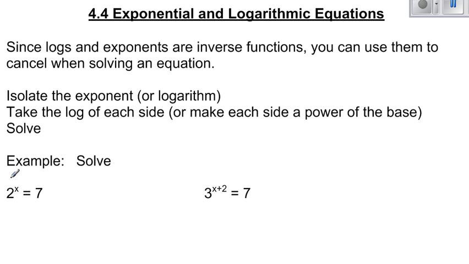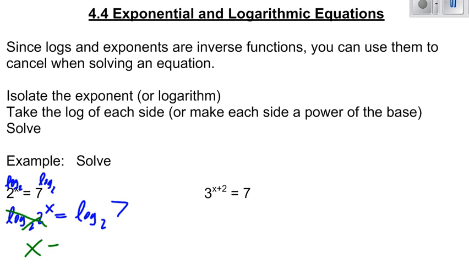So first, 2 to the x equals 7. To cancel the 2, to bring the x down basically, we need to log both sides. Log base 2 and log base 2. So we have log base 2 of 2 to the x equals log base 2 of 7. The log base 2 of 2 cancels, we're just left with x equals log base 2 of 7.